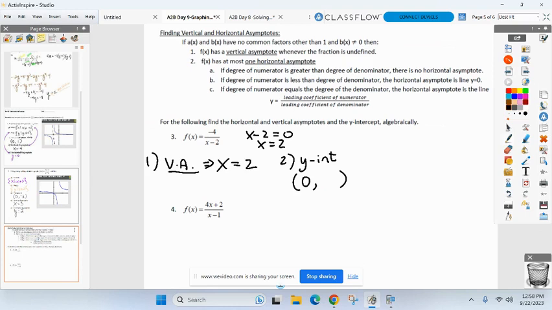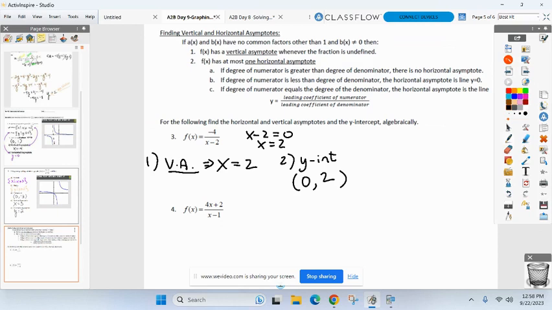All right, so -4 over 0 minus 2. There you go. That's it. There you go, (0, 2). That's it. That's the only way I want you guys to find the y-intercept. Undefined, vertical. Plug in 0 for x, y-intercept.